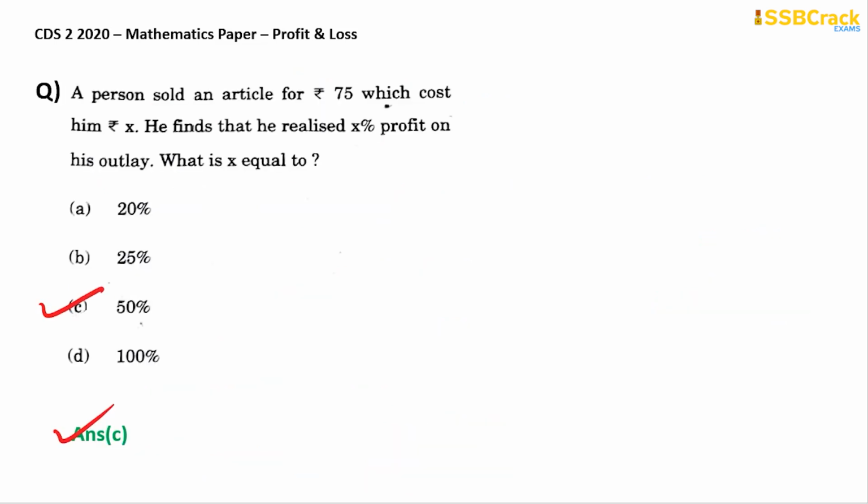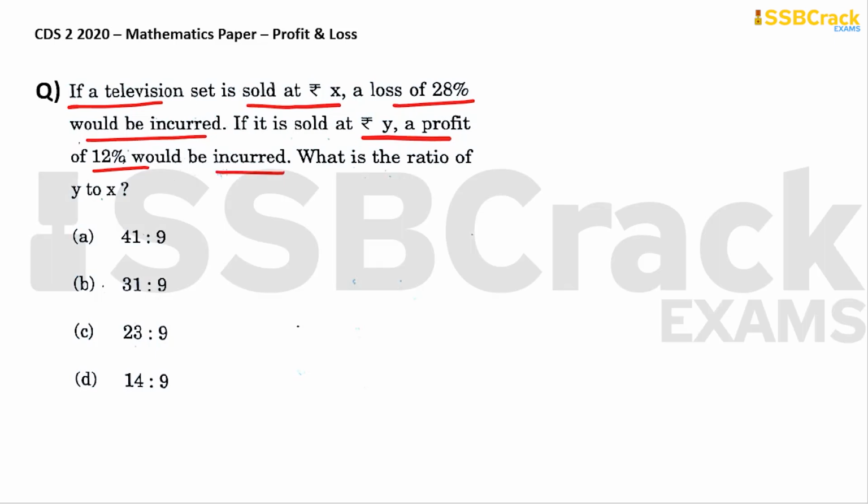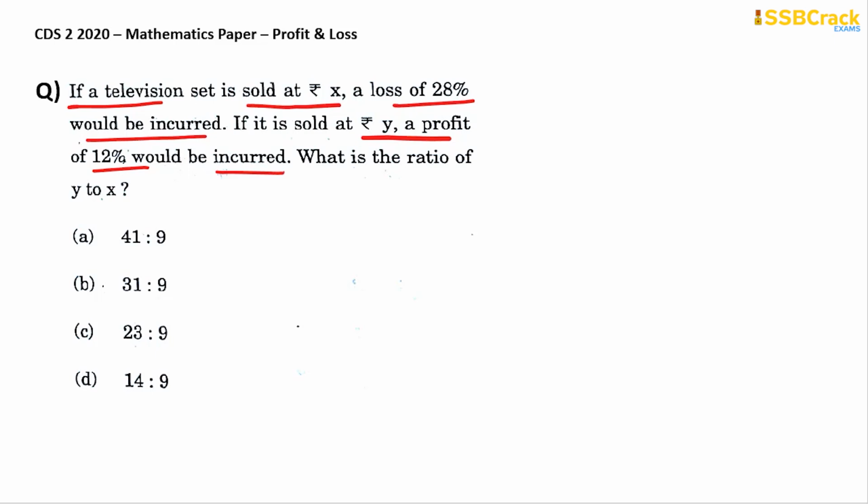Alright, coming to the next question now. If a television set is sold at rupees X, a loss of 28% would occur. But if it is sold at Y, a profit of 12% would occur. So there are two SPs here. One is X, the other is Y. One is with the loss of 28%, the other is with the profit of 12%. So what is the ratio of Y to X that we have to determine?